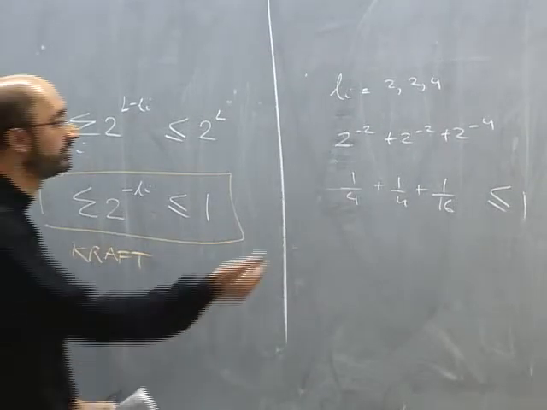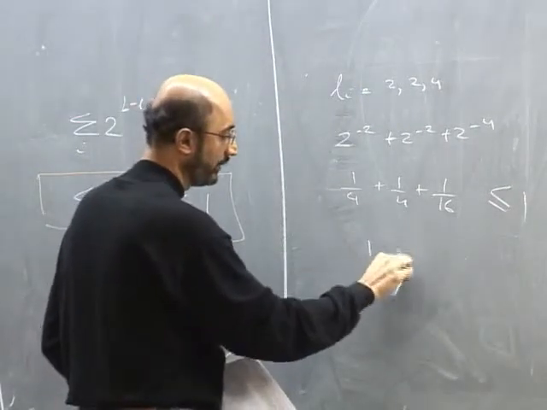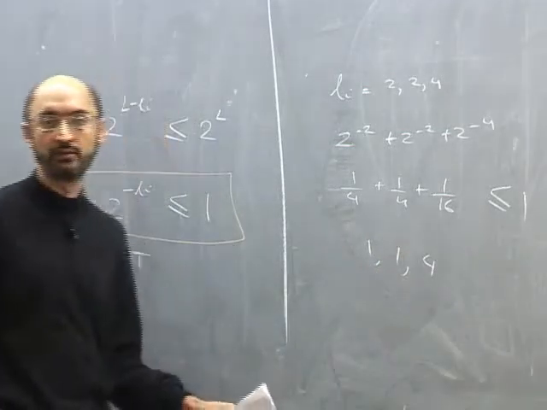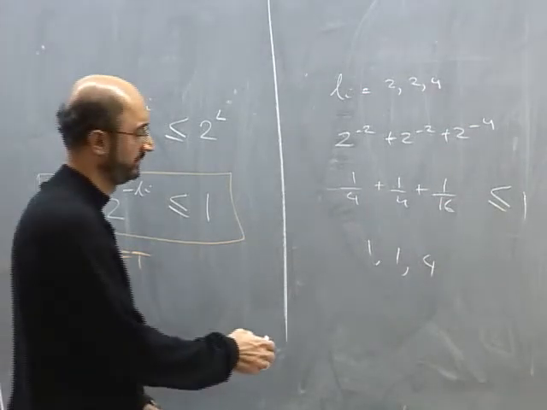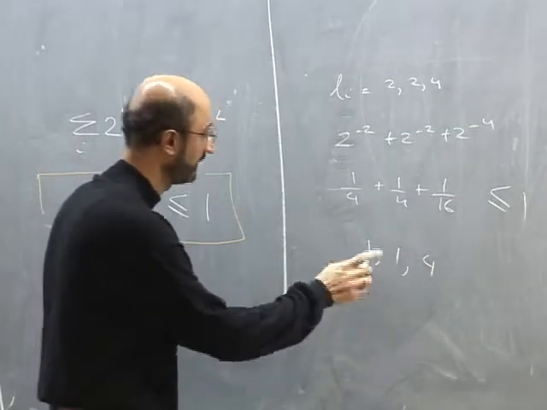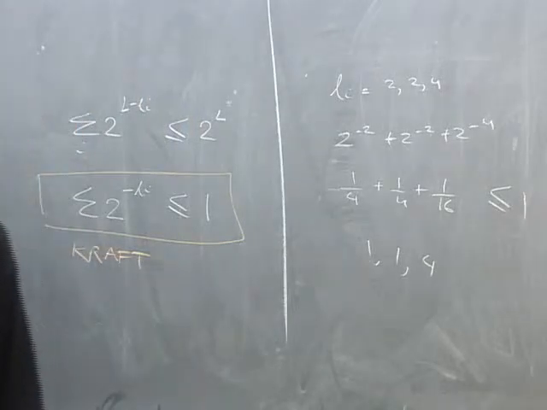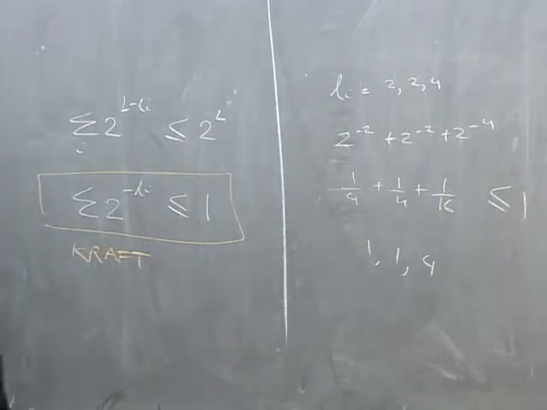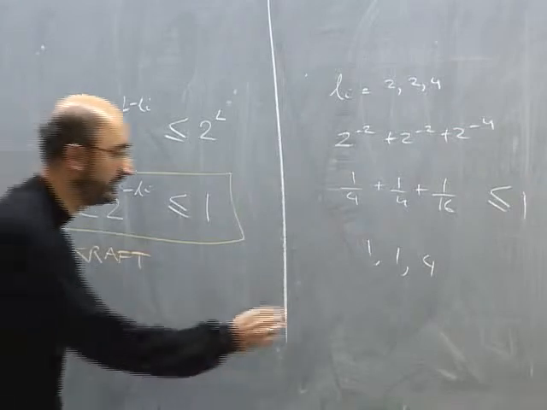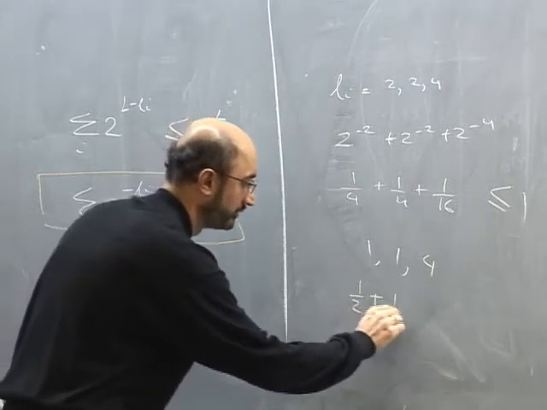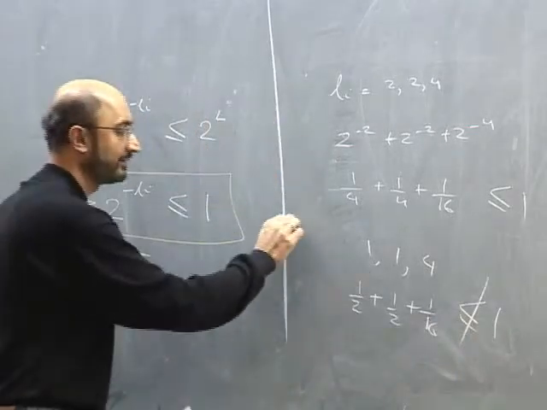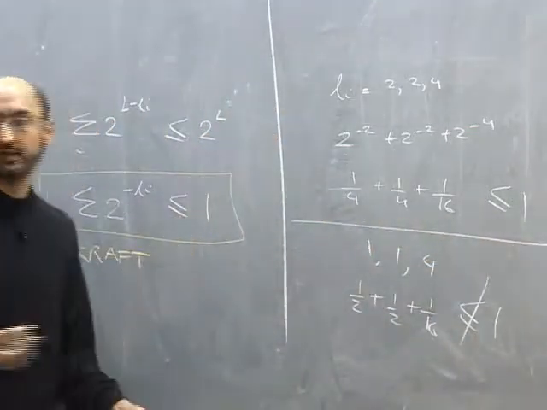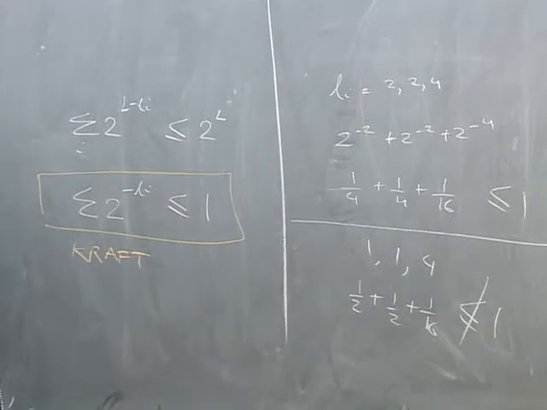However, if I were to give you a code with lengths 1, 1, and 4, that wouldn't work, because then you have too much. 2 to the minus 1 is 1 over 2, right? So this would be 1 over 2 plus 1 over 2 plus 1 over 16, which is not less than or equal to 1. So this is an invalid code, and that's a valid code. It can certainly be done. It's a valid instantaneous code.